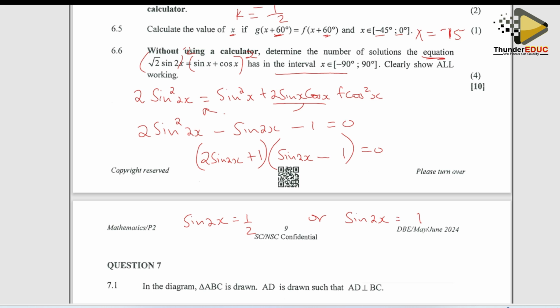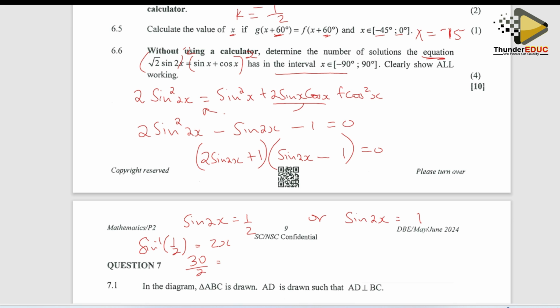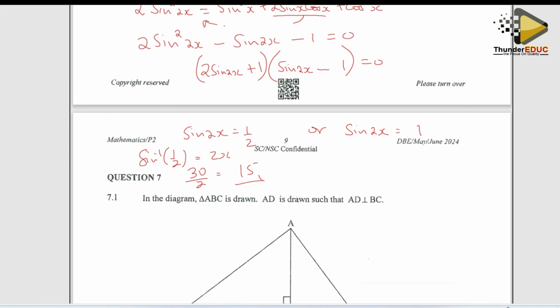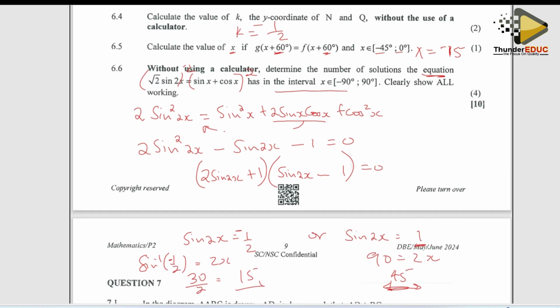When I try to find my angles, the arc sine of a half is equal to x. We know that this is 30. 30 divided by 2 must give us 15. Okay, so x becomes 15. And then the arc sine of this is going to be 90. 90 divided by 2, we have 45. But whoa, this is a negative, not a positive. What's the arc sine of a negative? Remember, we're not using a calculator.